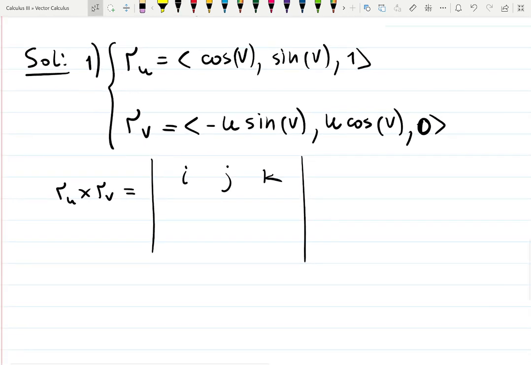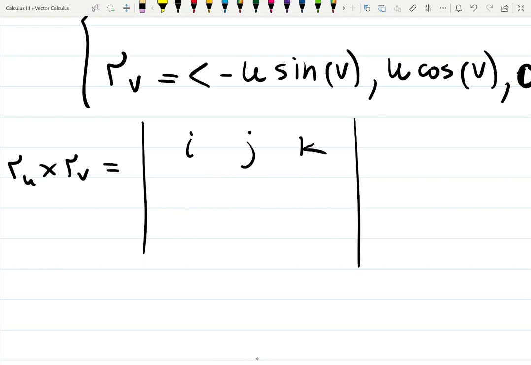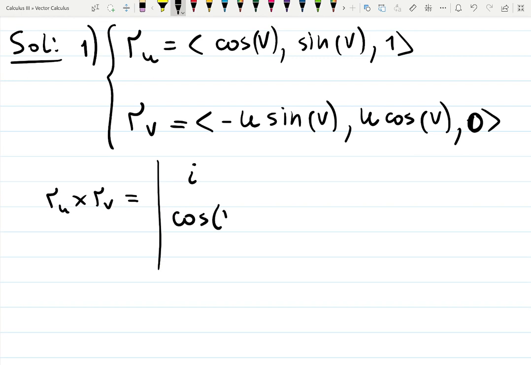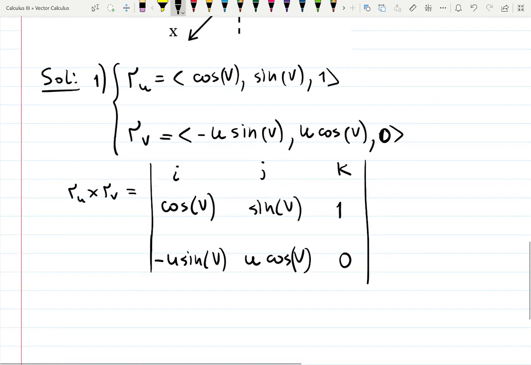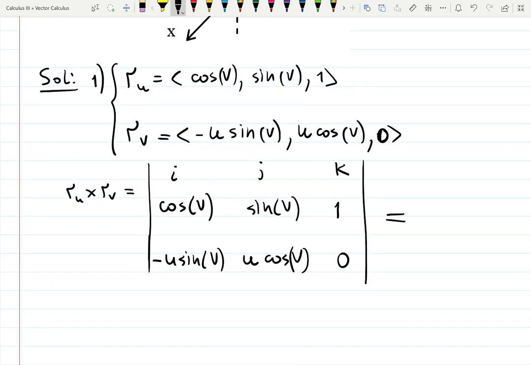Plug in these components. Cosine v, sine v, 1, and minus u sine v, u cosine v, and 0. Fine, let me make it bigger. Nice. Luckily there's a 0 there, so at least something will be easy to calculate. And also you will have cosine squared plus sine squared, which gives you 1.